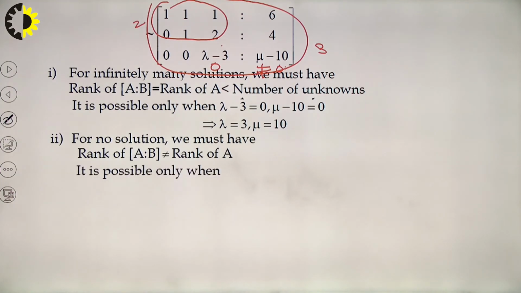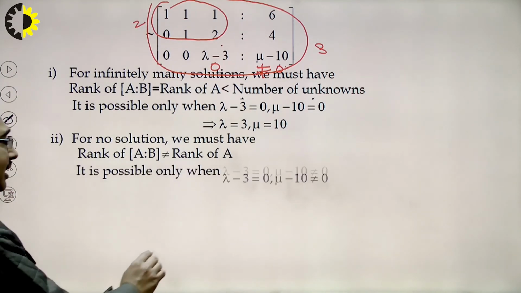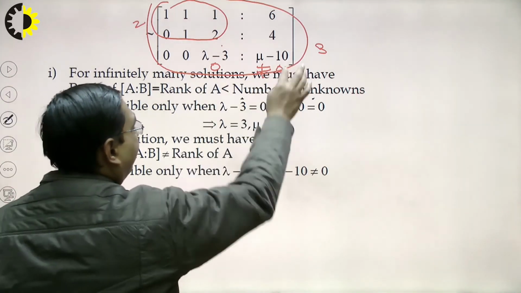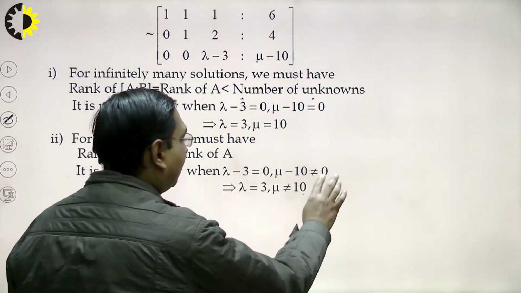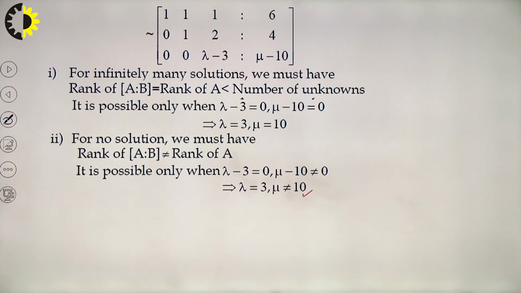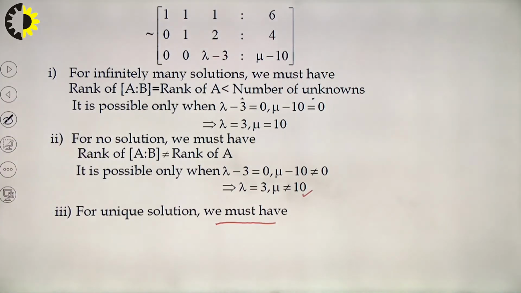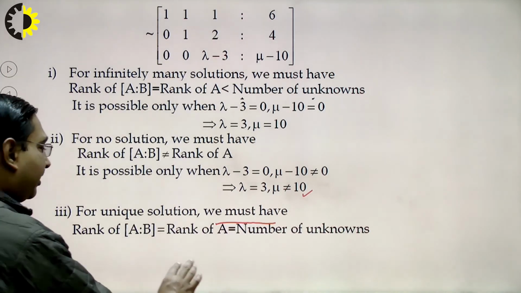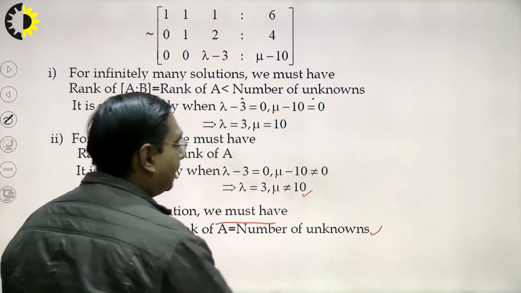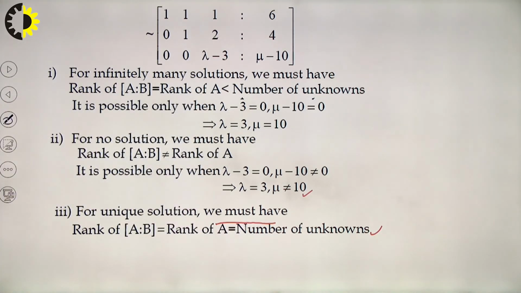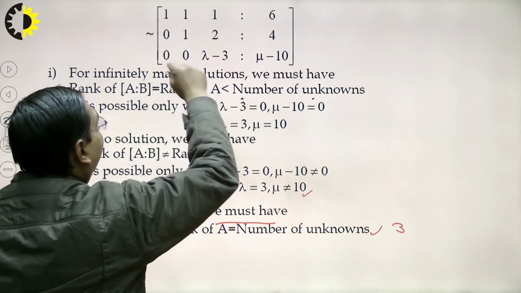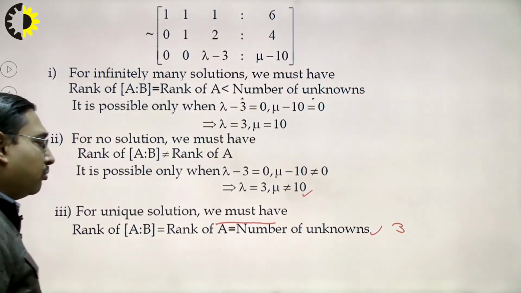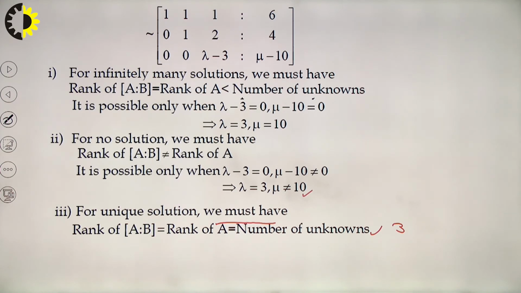So, I write it is possible only when lambda minus 3 is 0 and mu minus 10 is non-zero, that is lambda equals 3 and mu not equal to 10. Now, the third case: unique solution. For a unique solution, we know that rank of AB, rank of A and the number of unknowns must all be equal. Here the number of unknowns is 3, which means rank of AB and rank of A must both be 3.